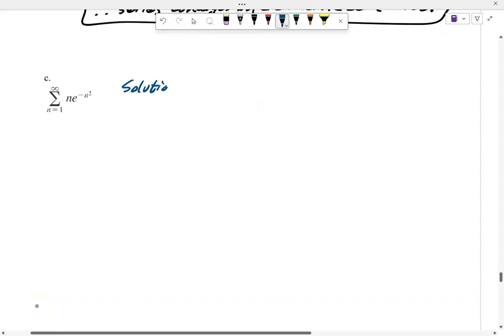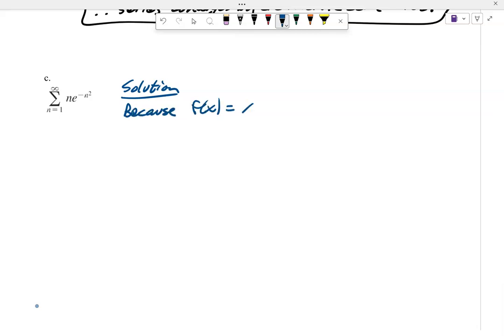Well, this one you might look at it, and maybe you're thinking, well, this is positive, continuous, decreasing. It's really easily integrated.